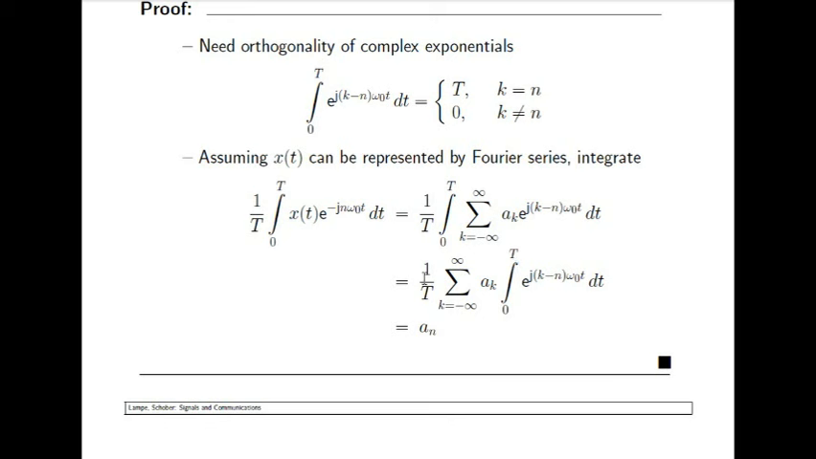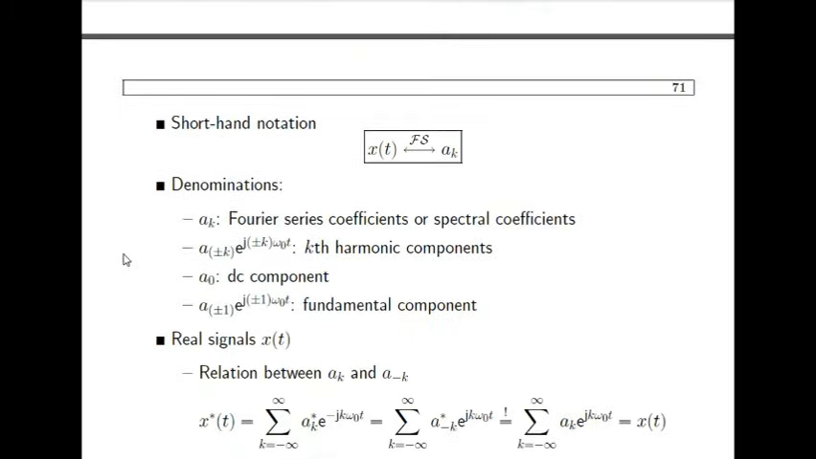So this is the shorthand notation for Fourier series, where x of t is the signal with a double-sided arrow, and over that arrow we write FS and the Fourier series coefficients. a_k is the Fourier series coefficient or spectral coefficient. So this is the shorthand notation for Fourier series representation. Thus the term a_plus-minus k e to the power plus-minus j k omega naught t is the kth harmonic component, a naught is the DC component, and the plus-minus 1 components are the fundamental components.